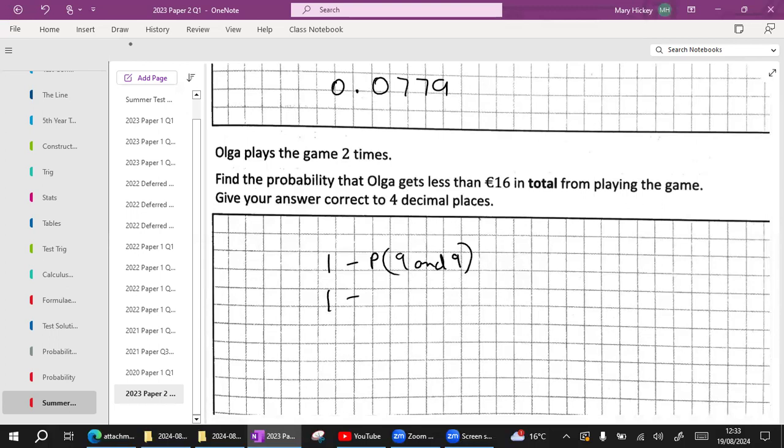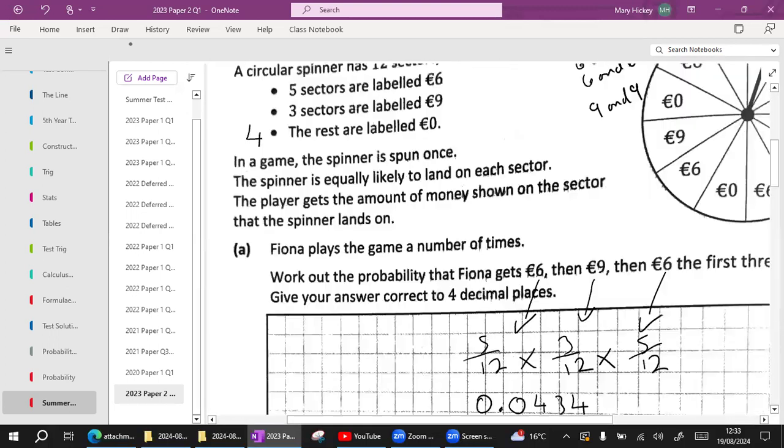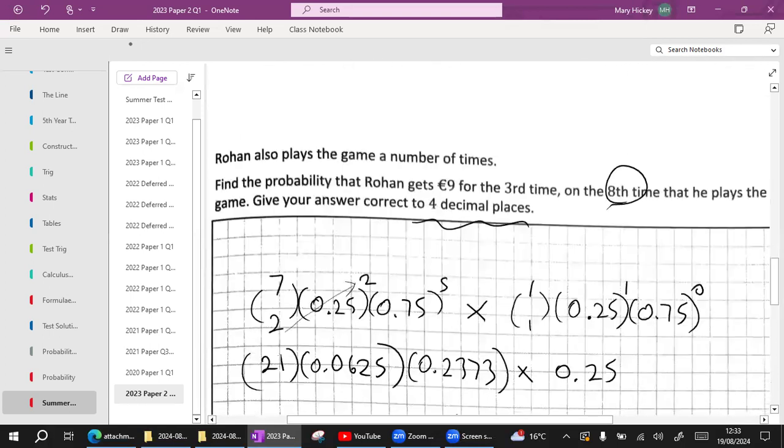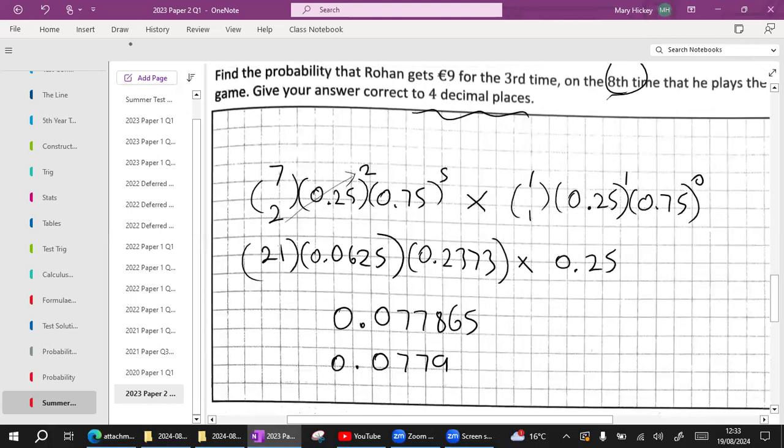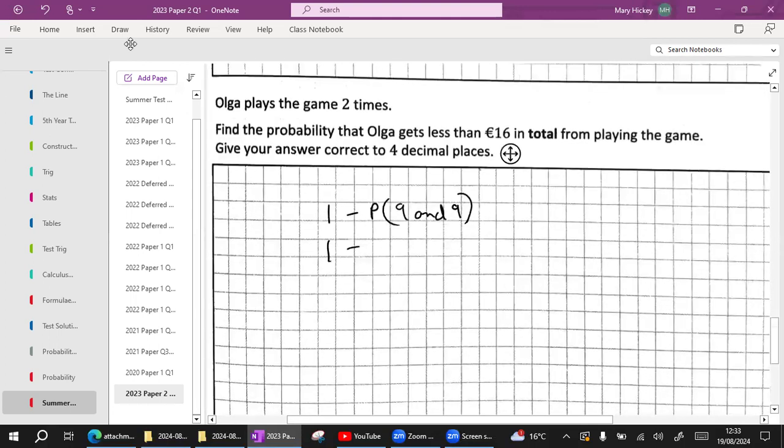Okay, so what is the probability of getting a 9 in this question? Sorry, I'm going to have to check back. 9 is 3 out of 12. So it's a quarter. So the probability of getting a 9 is a quarter, and a 9 is a quarter. So it's going to be 1 minus, so I'll just multiply those. A quarter by a quarter is 1/16. So 1 minus 1/16 is 0.9375. So she's a high probability that she can win less than 16 because there's only one time she can't, and that's if she wins 9 and 9.